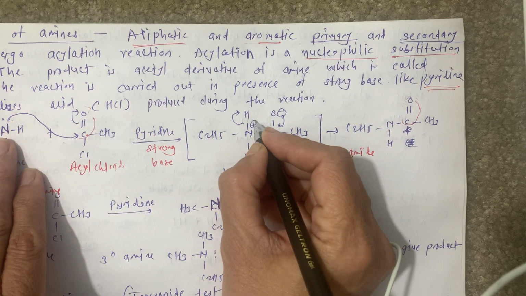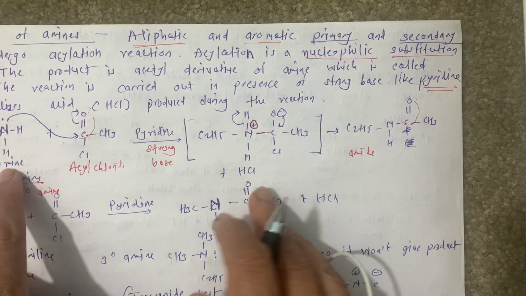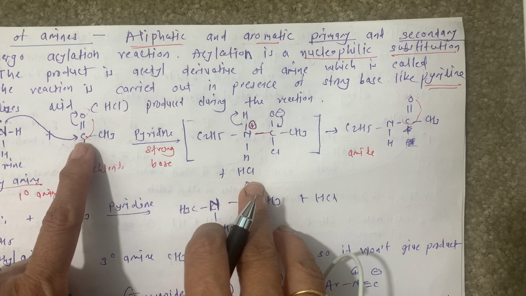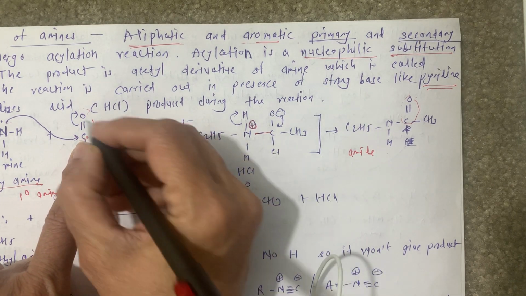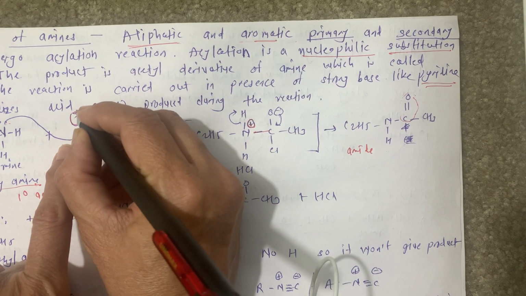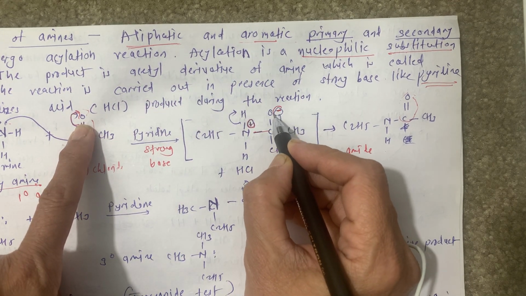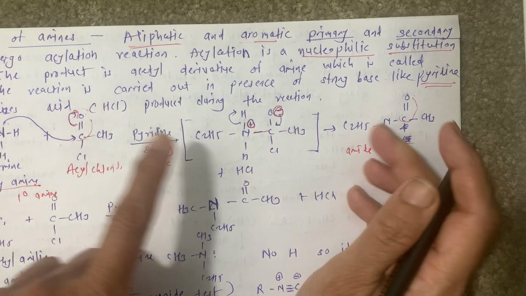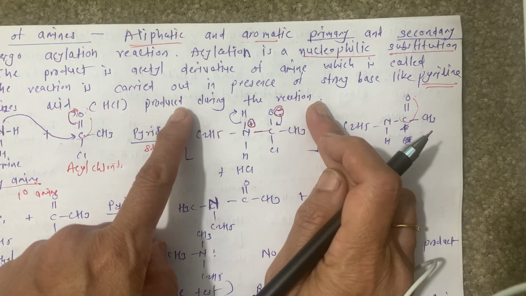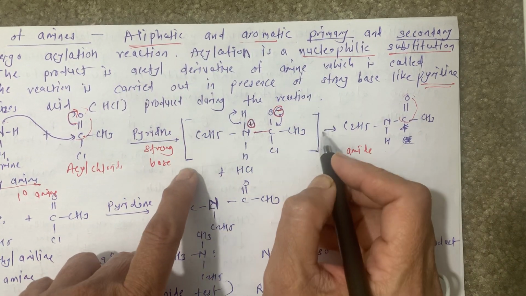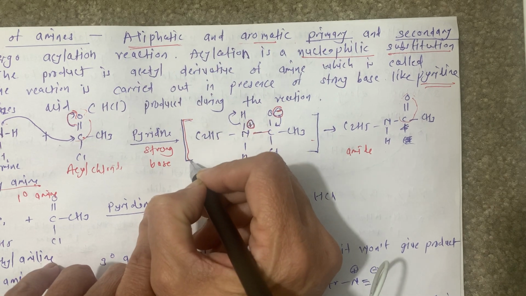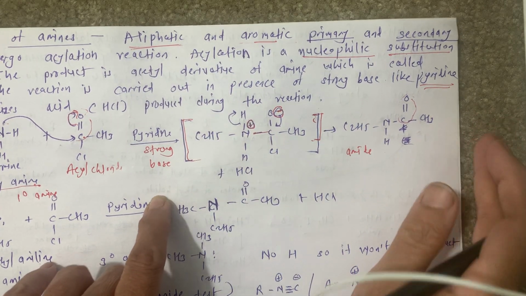So here there is the formation of a positive charge, and when it is attached here, the double bond shifts these electrons to oxygen. So now this oxygen has a negative charge. Now this is a complex structure, that's why it is written in the square bracket. Now what is going to happen?